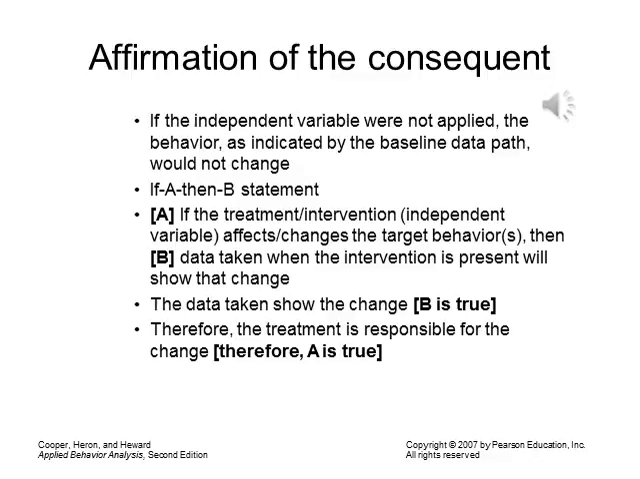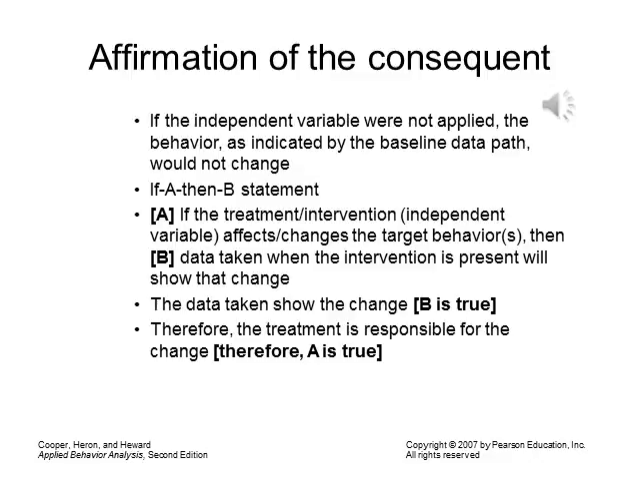Your book talks about the idea of affirmation of the consequent, and I'm not going to ask you this on a test, but it's an important logical notion when it comes to ABA kinds of research. It's a way of looking at it. We would ask the question, if the independent variable didn't happen, we would assume that the behavior would not change. So if it didn't happen, then B, the behavior wouldn't change. And that's what that would look like.